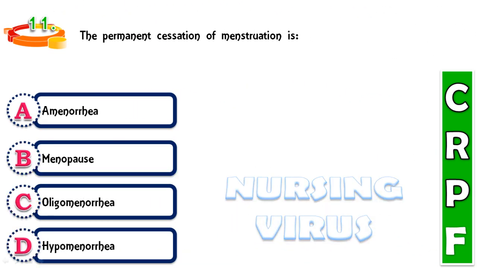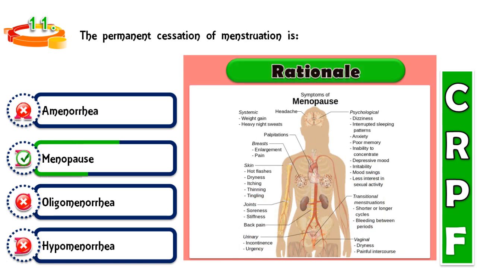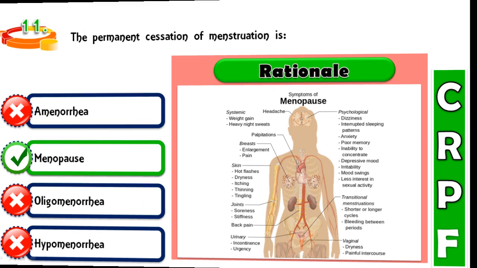And 11th one, the permanent cessation of menstruation is amenorrhea, menopause, oligomenorrhea, hypomenorrhea. So the correct answer is menopause. This usually happens at the age of around 45 years and above.